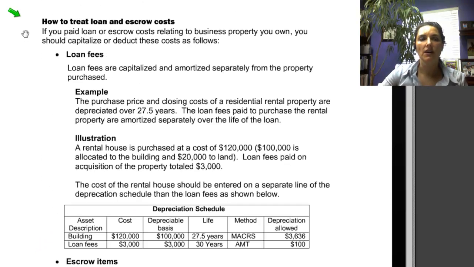How to treat loan and escrow costs. If you paid loan or escrow costs relating to business property you own, you should capitalize or deduct these costs as follows. Loan fees are capitalized and amortized separately from the property purchased. For example, the purchase price and closing costs of a residential rental property are depreciated over 27.5 years. The loan fees paid to purchase the rental property are amortized over the life of the loan, which could be 20 years, it could be 30 years, it could be 10 years.